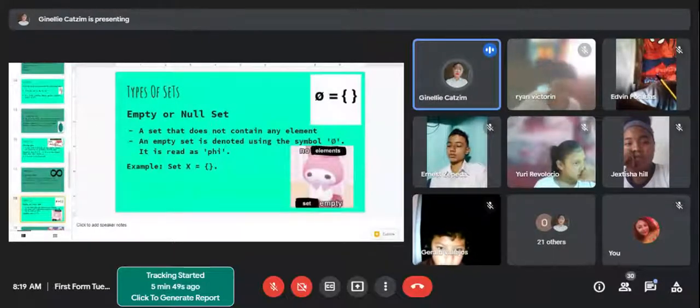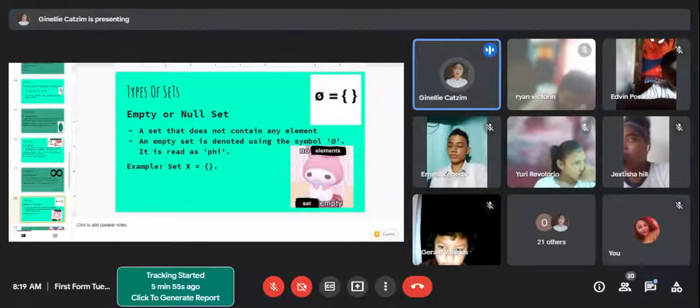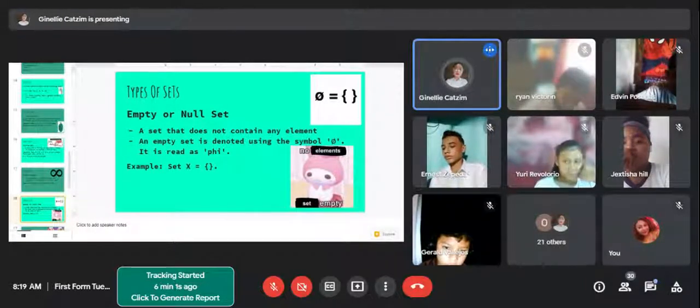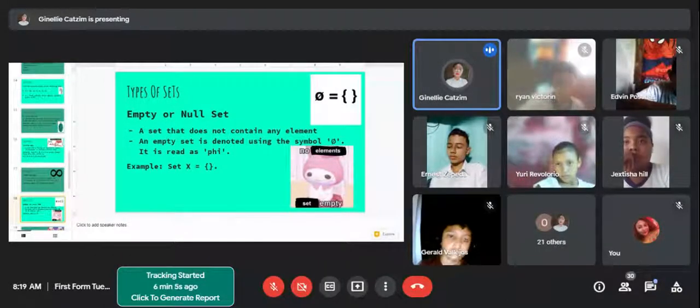Now we have the empty or null set. This might be confused with the singleton set, but it's not the same thing. Why? An empty set does not contain any element, no element. The singleton one contains only one, but this one has none.